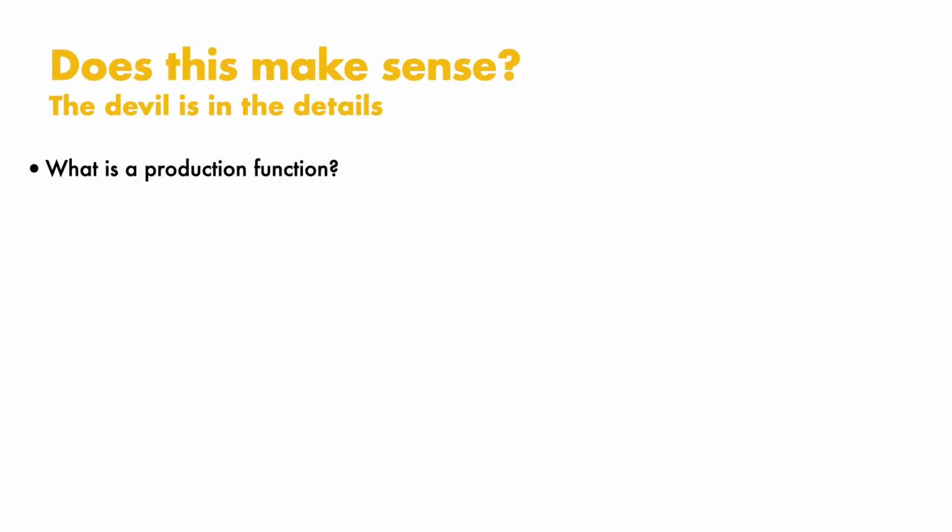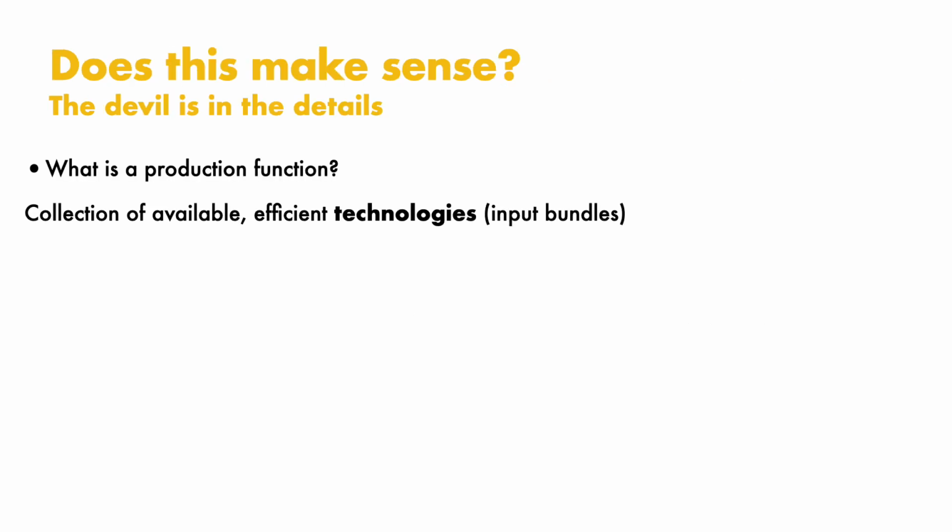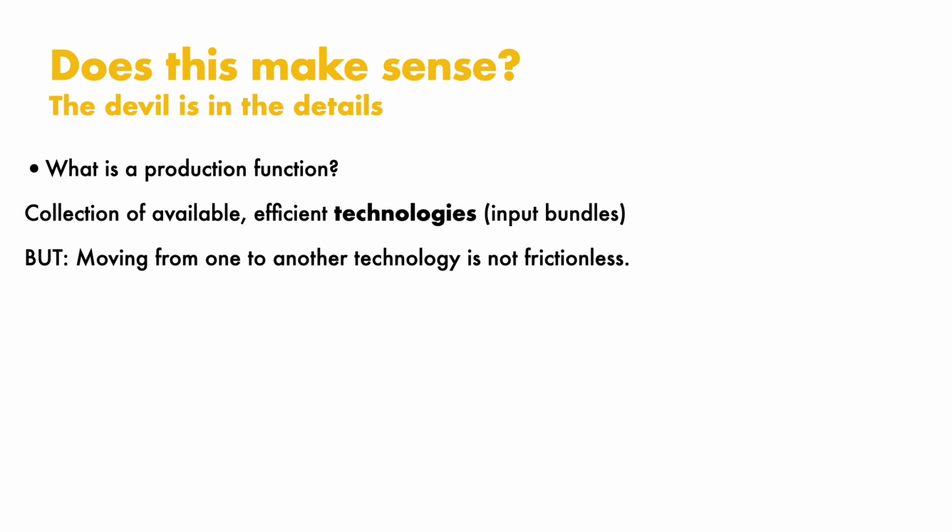This all looks pretty straightforward until you try to understand the details. In the first instance, what do we mean by a production function? It sounds straightforward. You put inputs into the function and get output. But if you think about it, each point in this function represents a different way of producing stuff, and you can't jump from one to the other just like that.